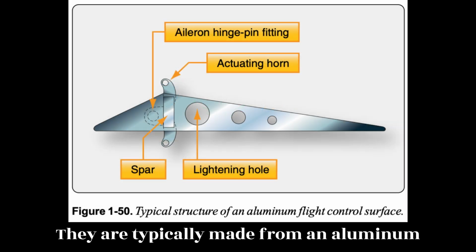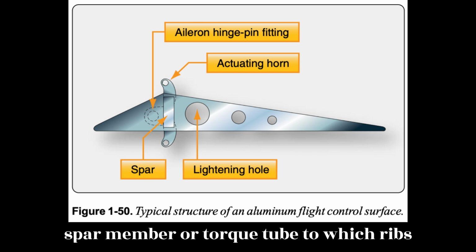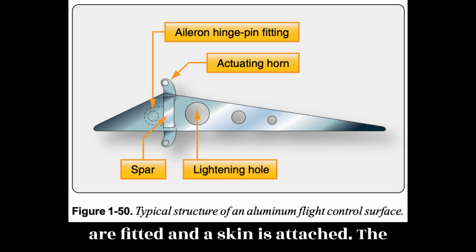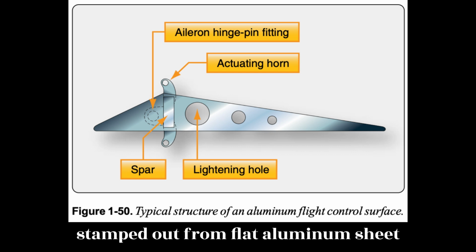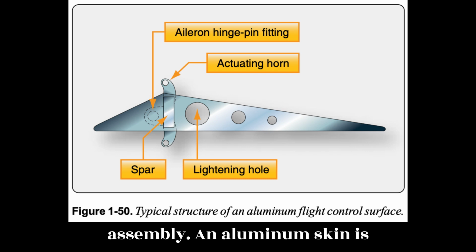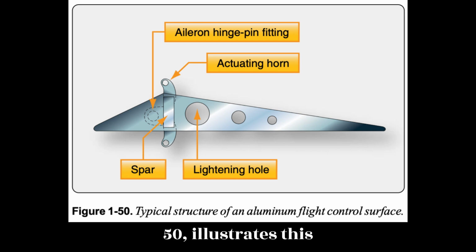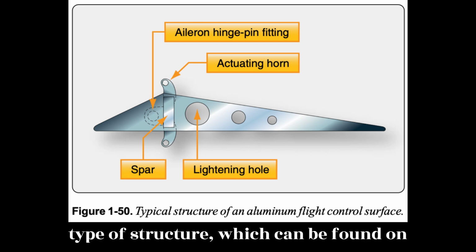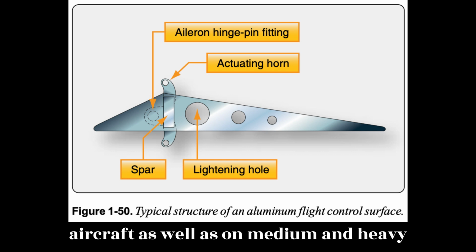They are typically made from an aluminum alloy structure built around a single spar member or torque tube to which ribs are fitted and a skin is attached. The lightweight ribs are, in many cases, stamped out from flat aluminum sheet stock. Holes in the ribs lighten the assembly. An aluminum skin is attached with rivets. Figure 1.50 illustrates this type of structure, which can be found on the primary control surfaces of light aircraft as well as on medium and heavy aircraft.